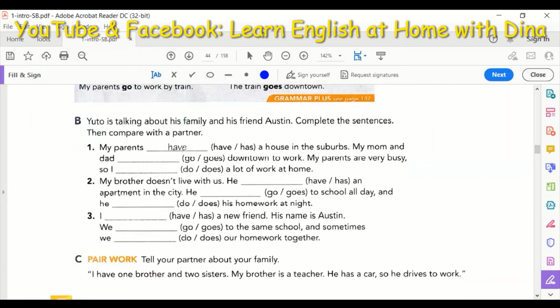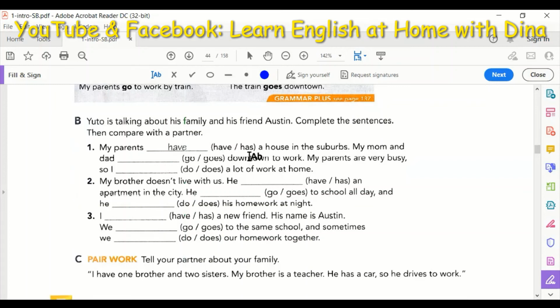Okay, let's use our chat box again. If you remember Yuto, who was with us in the first conversation in this unit. He's talking about his family and his friend Austin. Complete the sentences then compare with a partner.